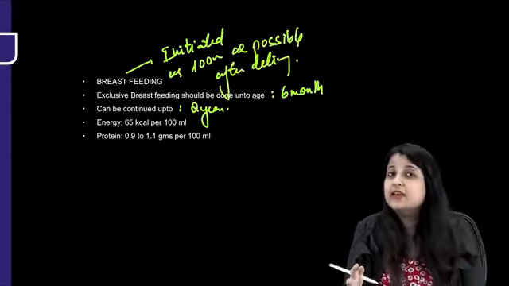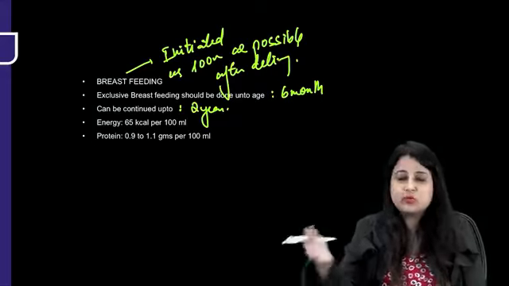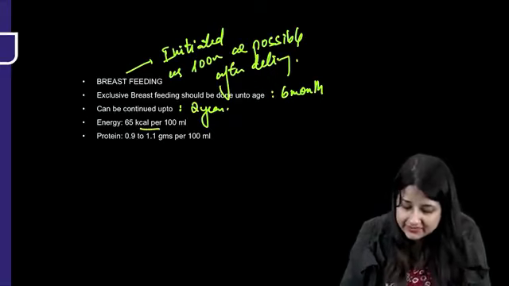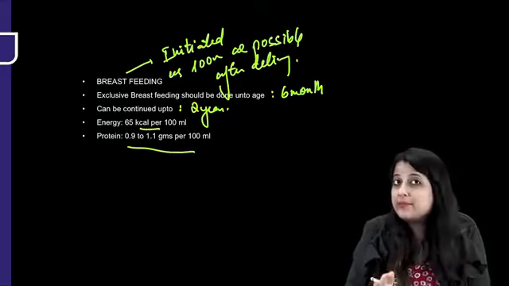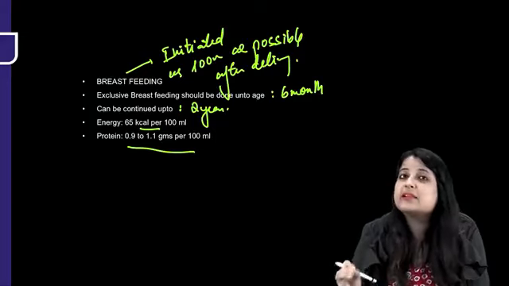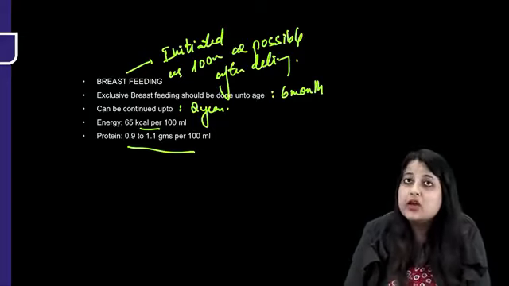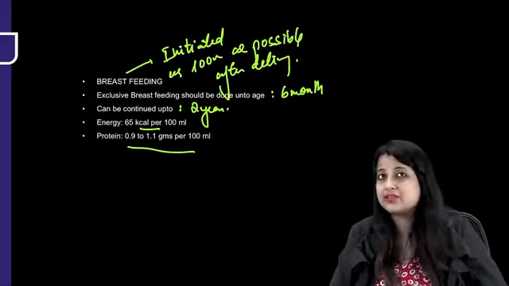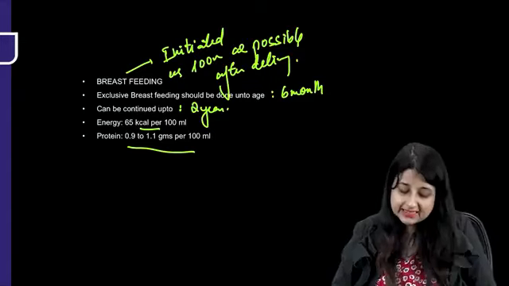There's no guideline, that 1 hour, 3 hour, no. Whether vaginal or C-section, you give it as soon as possible. Energy is 65 kilocalories per gram, protein 0.9 to 1.1 gram. Now remember, human milk has the maximum amount of lactose. Cow's milk has 67 kilocalories, but human milk has 65.